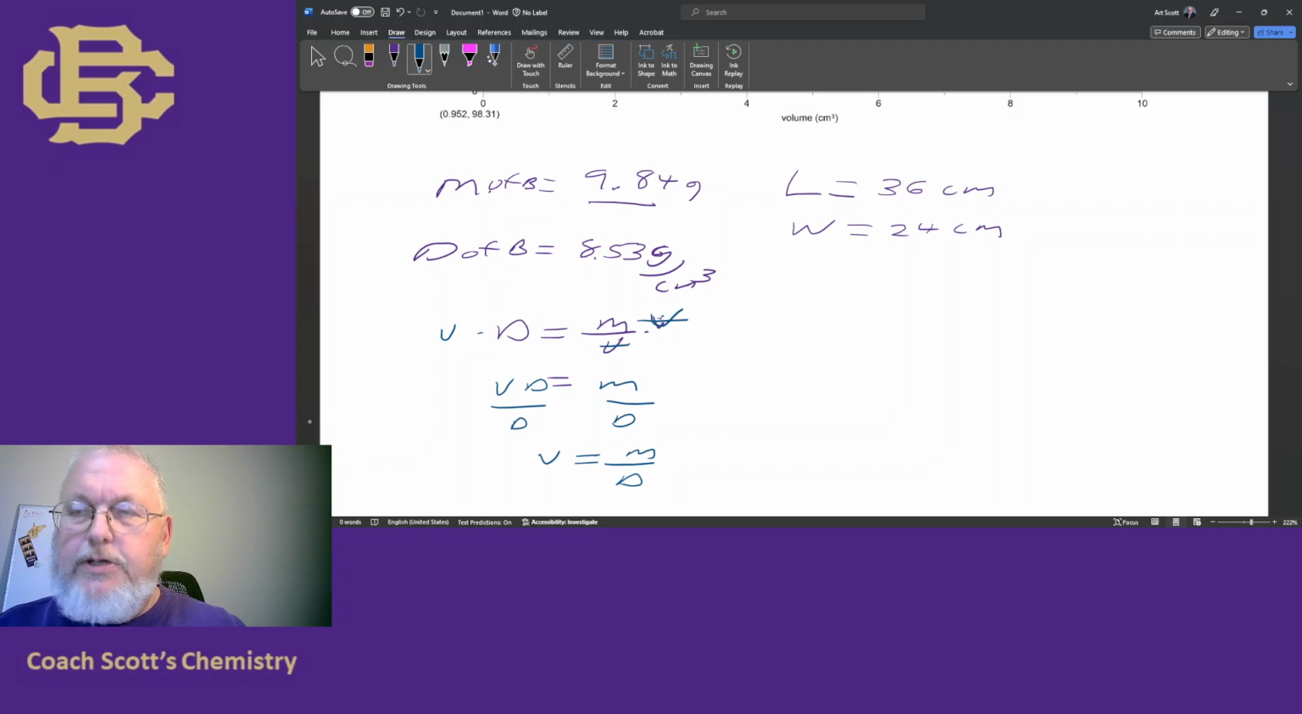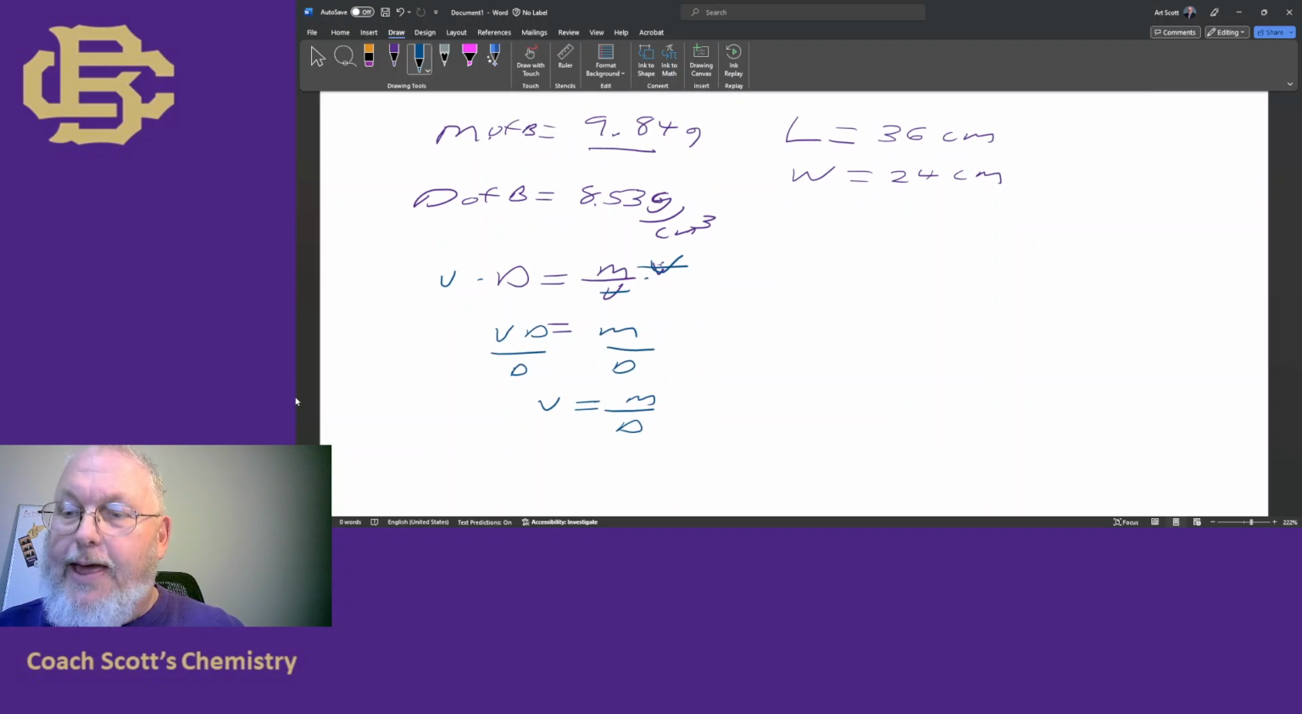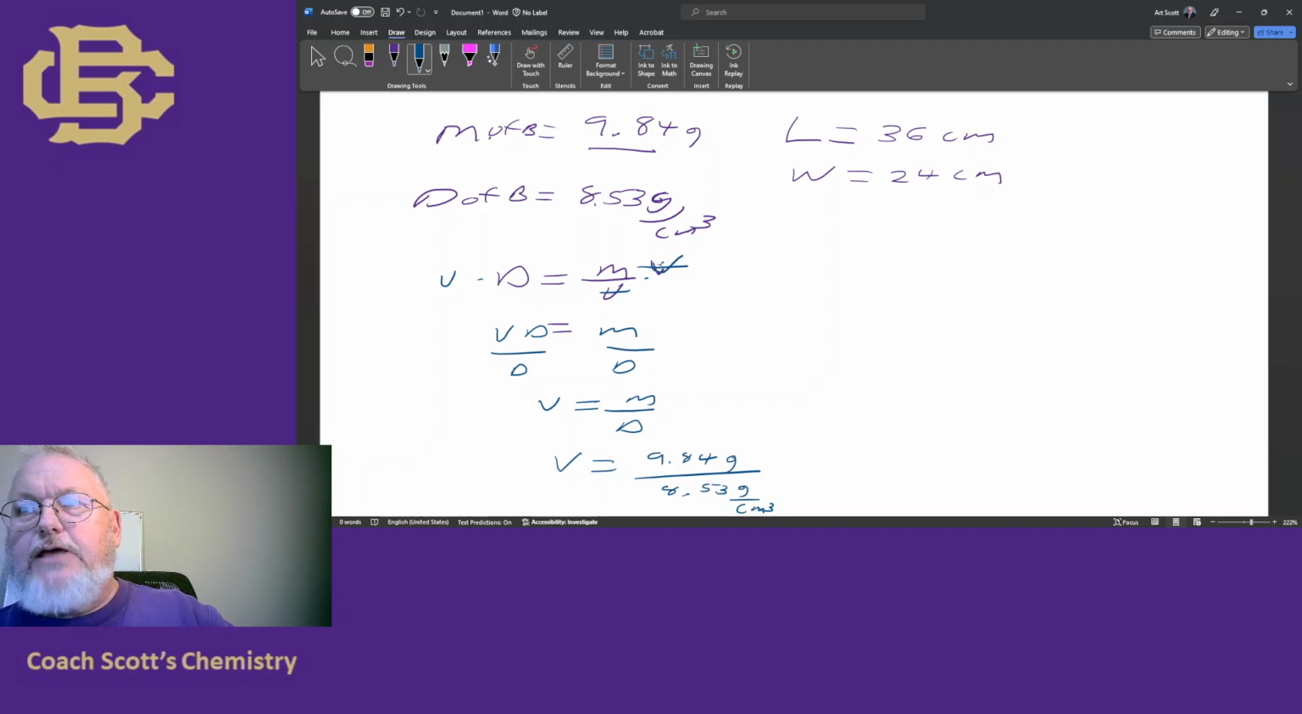Okay, cool. So now to find the volume, I know my mass. It's 9.84. So volume equals 9.84 grams over 8.53 grams per cubic centimeter. So I'm dividing. I've got 3 sig figs in the mass. I've got 3 sig figs in the density. So how many sig figs would I report? Well, I'd report 3 sig figs.